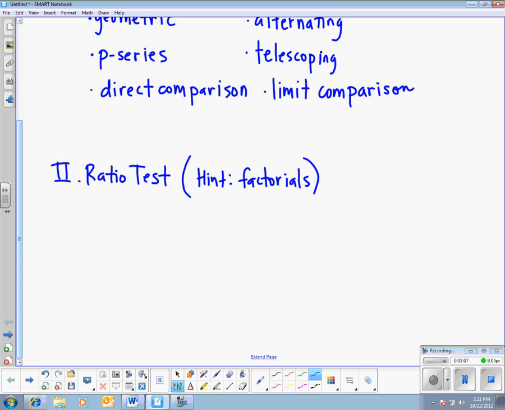So we know that our series come in the form, the formula inside the sigma comes in the form of a sub n. What we're going to do in this test is take the limit as n goes to infinity of the absolute value of a sub n plus 1 over a sub n. And then check and see what that limit is.